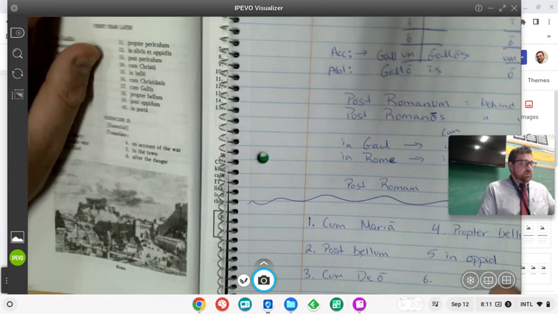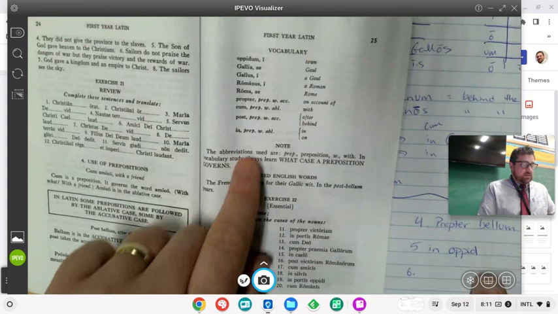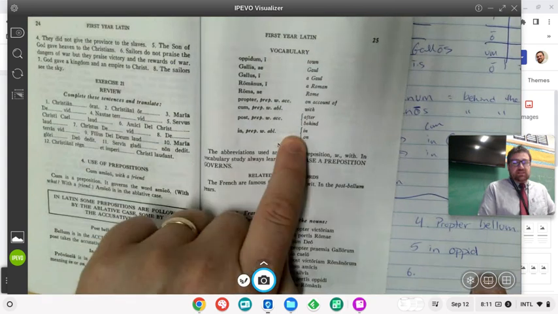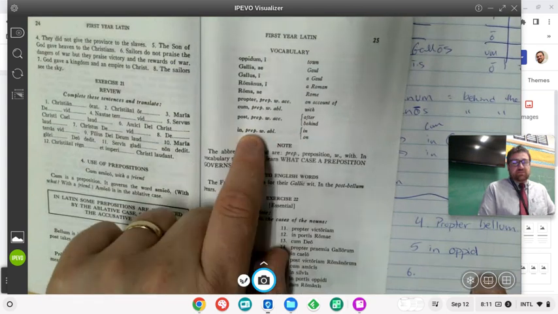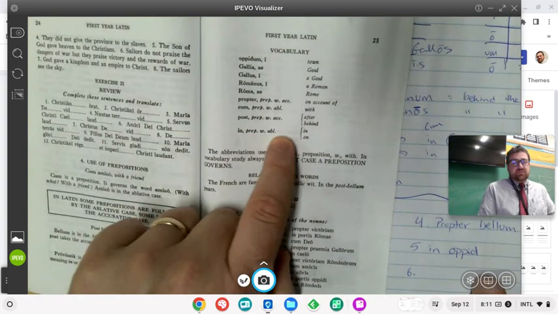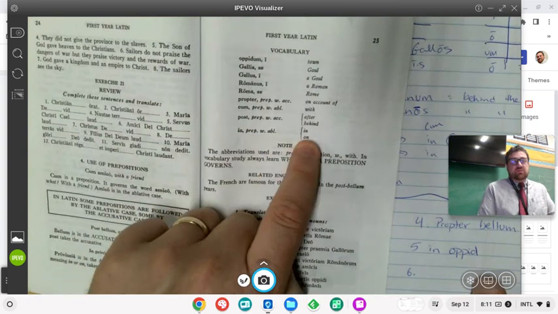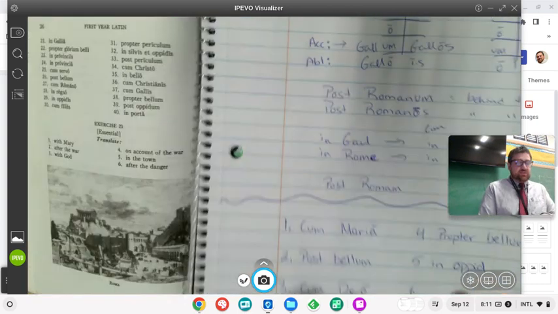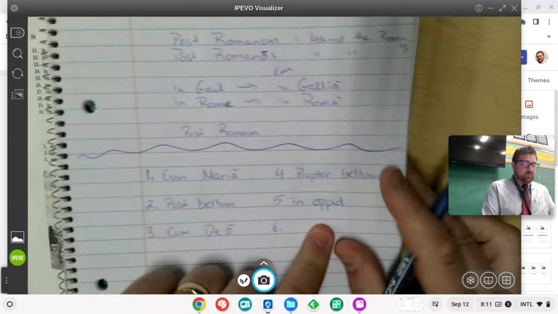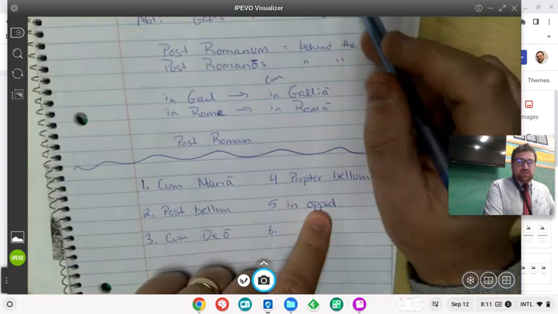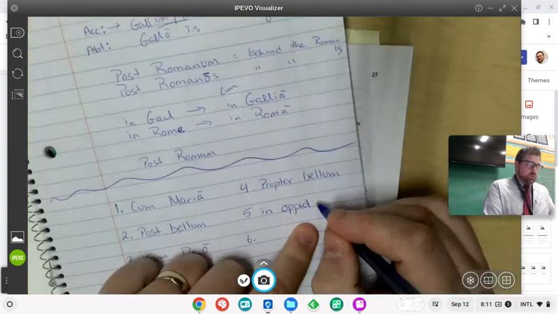And, what was it again? In takes the ablative. In is a preposition with the ablative. So I need the ablative of town. And oppidum is a second declension neuter word. O. So in oppido means in the town.